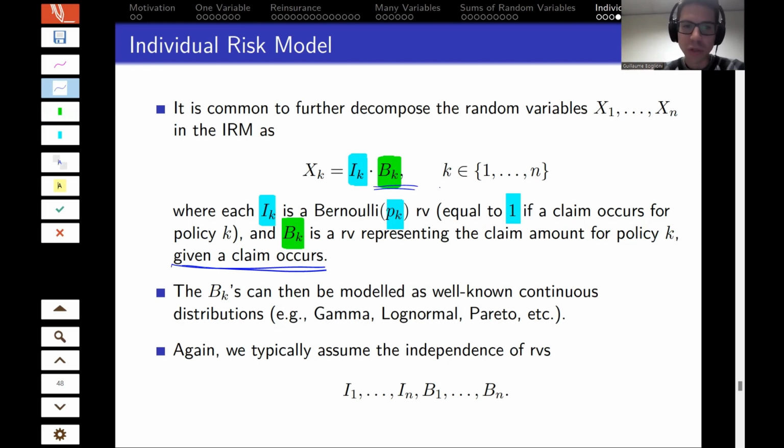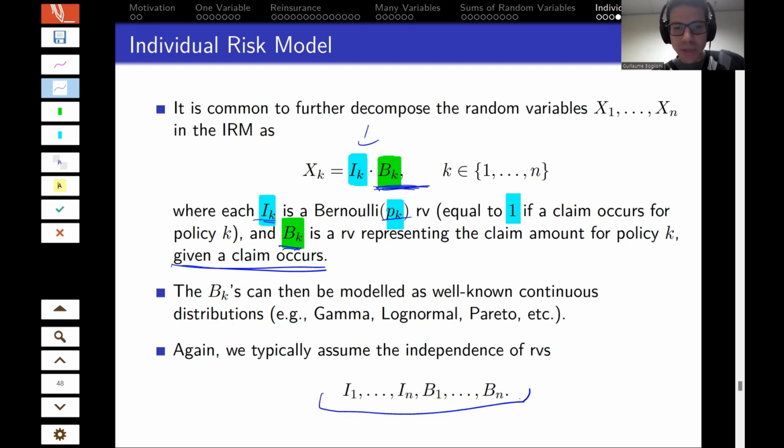So you can model BK to be whatever, gamma, log normal, Pareto, whatever your favorite or most adapted continuous distribution is. But this yields that XK will be mixed, because if IK is 0, and this has probability, I suppose, 1 minus PK, well, then XK, of course, will be 0. So there will be a mass at 0. But then if IK is 1, so if there is a claim, then this claim is distributed as the continuous BK. Okay, I mean, BK doesn't have to be continuous, but often it will be.